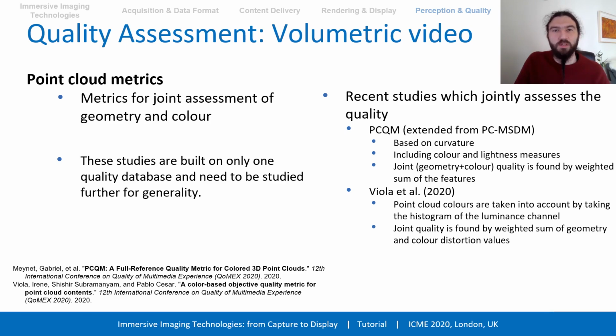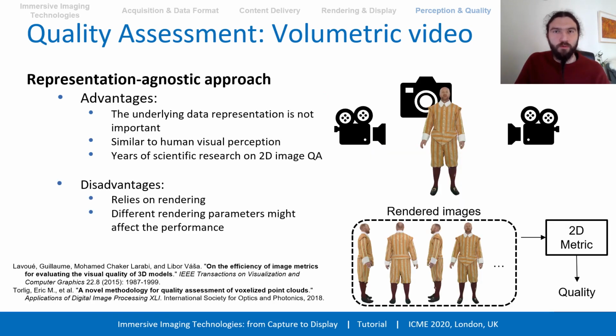studied further for generality. Another approach for volumetric video quality assessment is the representation agnostic approach. In this approach, the volumetric video is rendered from various angles, and rendered images are then used to compute the quality. Since the rendered images are essentially 2D images, traditional 2D image or video quality metrics are used to determine the quality of the volumetric video in this approach. The results from different viewpoints are generally pooled to get a single quality score for the whole volumetric video. There are certain advantages and disadvantages to this approach. It is advantageous because the underlying data representation is not really important at this point.